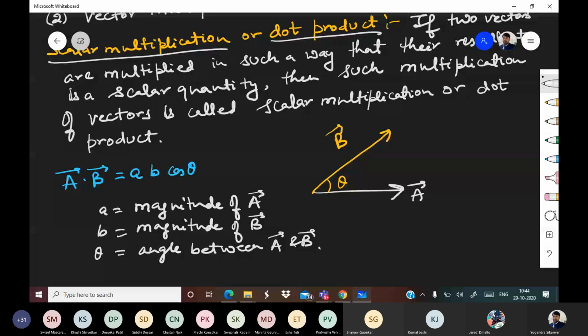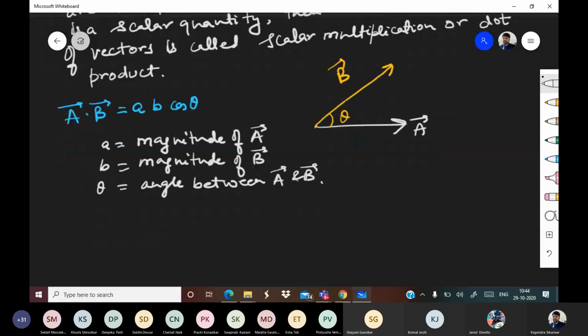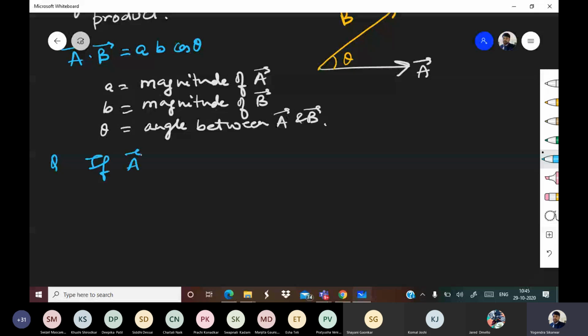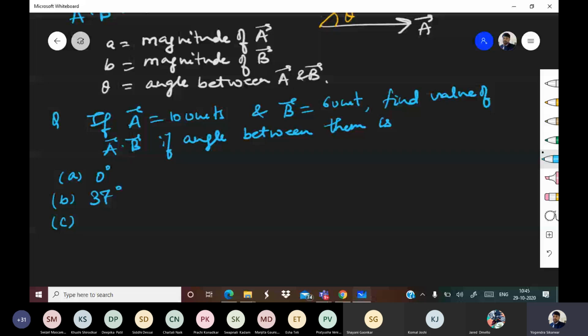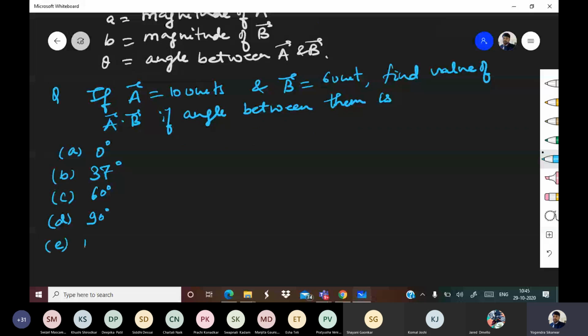Question. If a vector is equal to 10 units and b vector is equal to 6 units, find the value of a vector dot b vector if the angle between them is a) 0 degree, b) 37 degree, c) 60 degree, d) 90 degree, e) 180 degree. Please find.